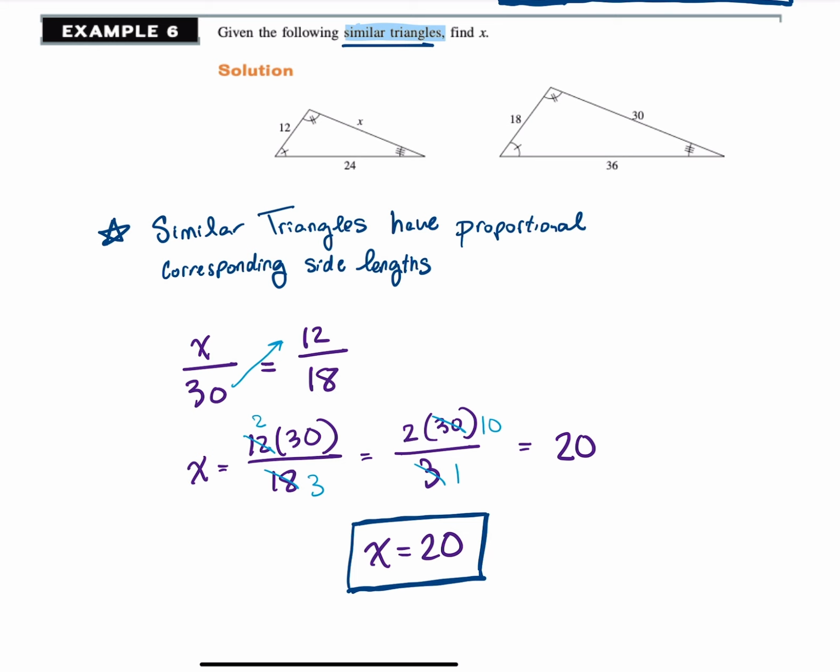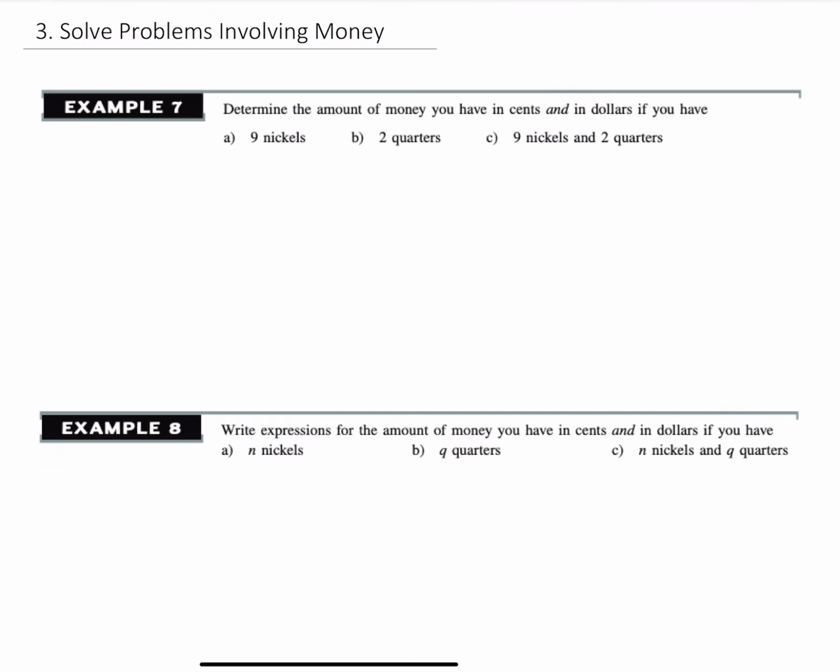All right, let's go to the next section. So these are some kind of strange questions involving money, and really it's still about converting units, coming up with some kind of unit conversion. So let's look at example 7. It says determine the amount of money you would have in cents and in dollars, so two different units of measurement for each of these situations. So let's look at the first one.